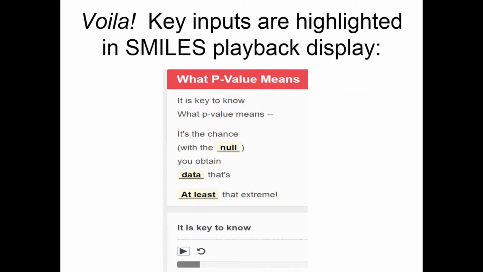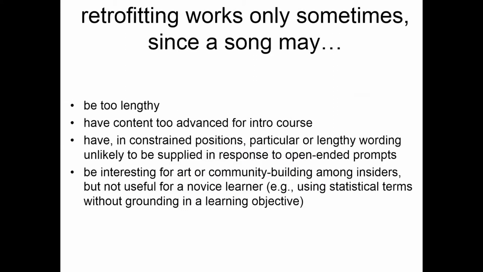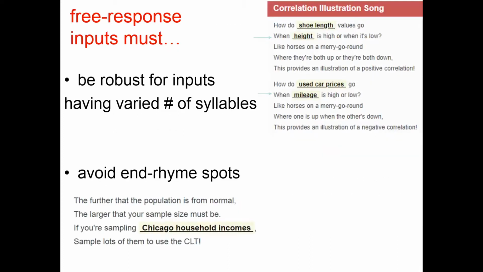However, the bad news is that most existing songs can't readily become SMILE songs for various reasons, as you can see. So that's why we ended up doing most of them from scratch, where the songwriter at the time of writing really had in mind that the song was going to be an interactive song. Because to do that, a song needs to have built-in flexibility to change even the surrounding lyric to accommodate the unpredictable length of a free response input.